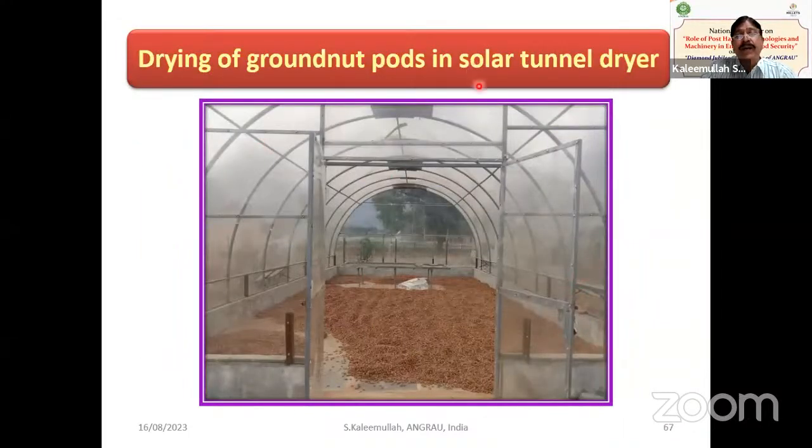And this is the drying of groundnut pods in the solar tunnel dryer. We are drying it in our RARS Tirupati. Especially during October, that is the Kharif harvested crop, it will be in the month of October or November. Exactly at that time, there will be heavy rain. If you keep these pods outside, what will happen? They will be completely drenched in water with the rain. A lot of moisture will be added. A lot of fungus will develop, which is not good for health. And that's why you can use this type of dryer for drying any produce.